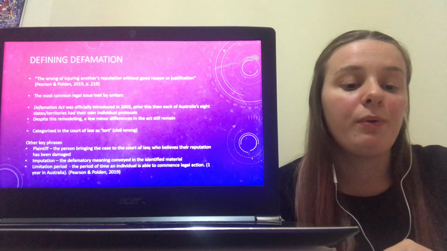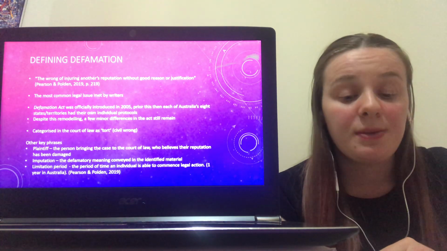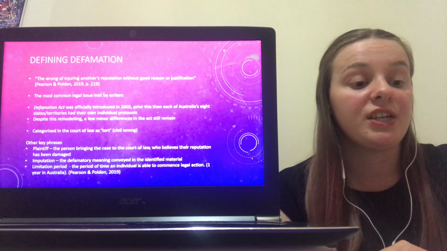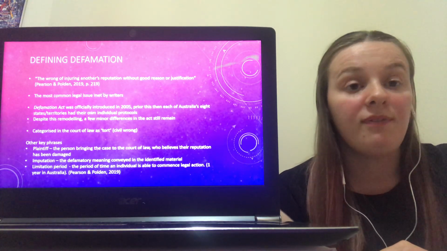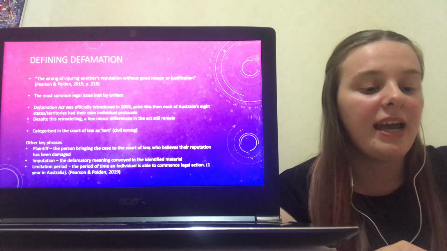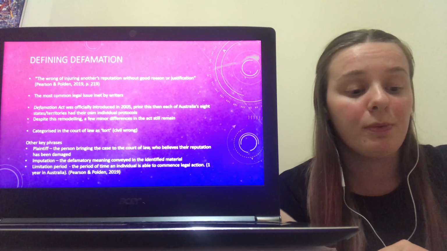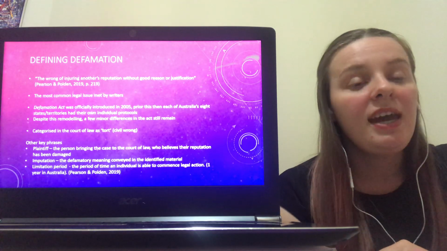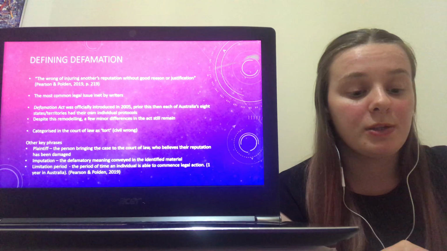Some other phrases I will refer to throughout this presentation are the plaintiff, which is the person bringing the case to the court who believes their reputation has been damaged; imputation, which is the defamatory meaning conveyed in the identified evidence; and the limitation period, which is the period of time an individual is able to file for a defamation case. Here in Australia, it is a time frame of 1 year from the date the article was published.